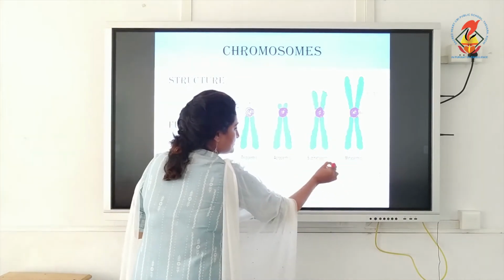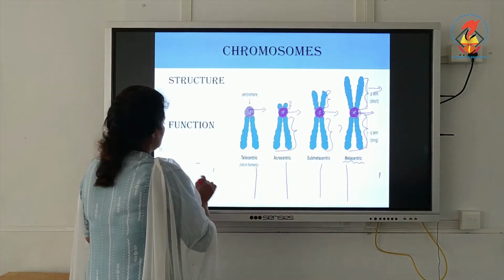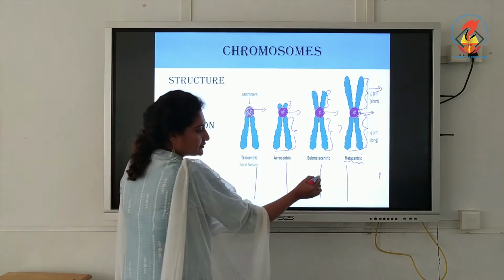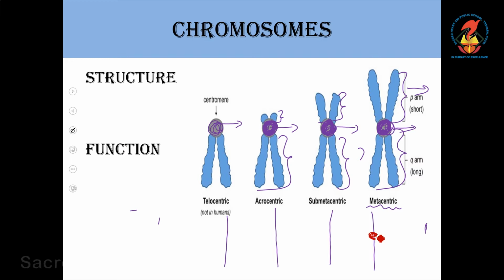So, prophase, I am locating the centromere, prophase stage. The centromere is located in the middle of the chromosome, dividing it into 2 equal arms. Then submetacentric, it is slightly away from the center, dividing it into 1 long arm and 1 short arm. Then acrocentric, the centromere is close to the terminal end, divided into very long arm and very short arm. And telocentric, it is located at the tip.